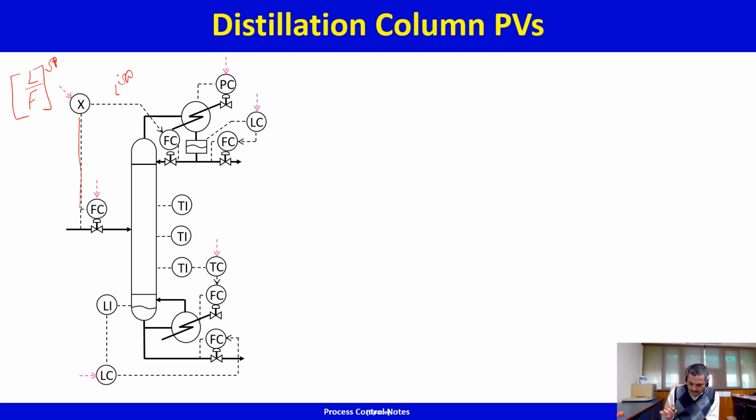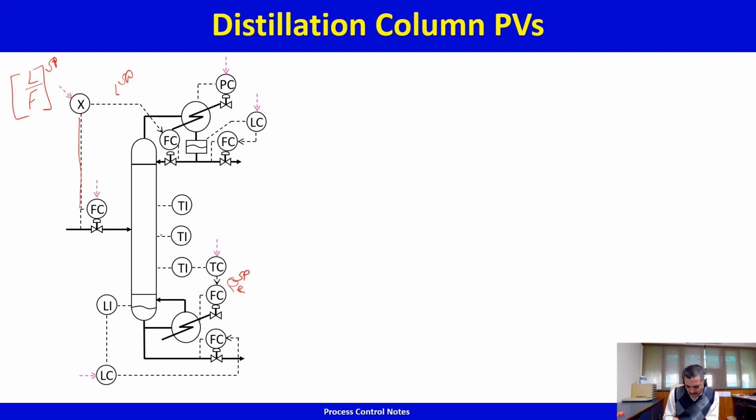Okay. And then you have a flow controller on the steam valve, and this flow controller receives a set point, a steam flow set point, a Q reboiler set point from the temperature controller. By maintaining tray temperature, you indirectly control composition, you indirectly maintain the split.